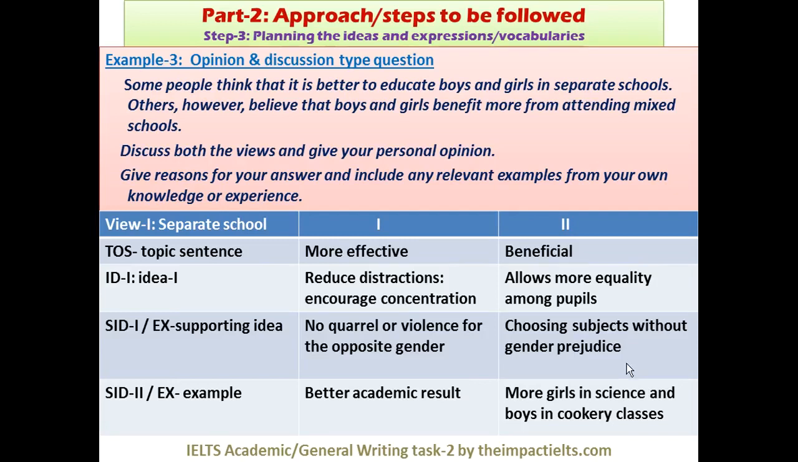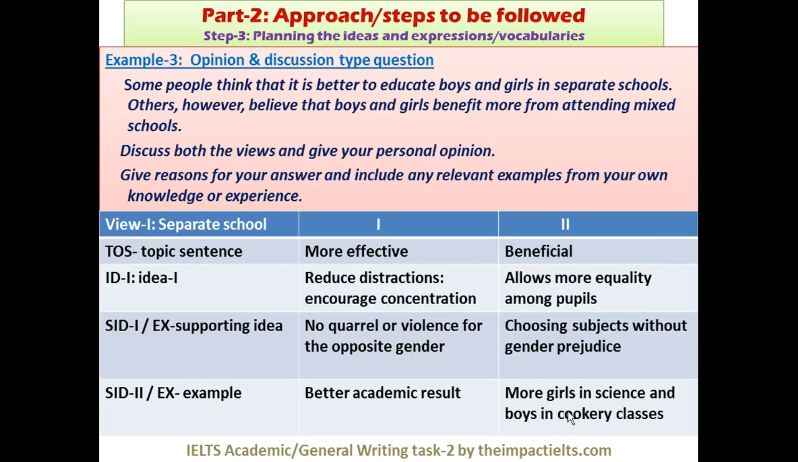Again, it seems like wow. In such cases where you're still asking how, why, the examiner will ask the same questions while checking it. So you need to give examples or evidence. Here it says choosing subjects without gender prejudice. Because you are studying in a school where only boys are there, you don't have to think, oh, if I take home science, what will girls say? Nobody is going to say that, right? So that is the evidence, he has proved it: more girls in science and boys in cookery classes.